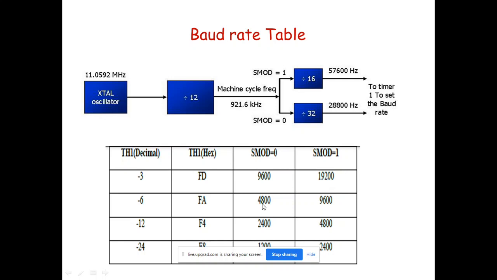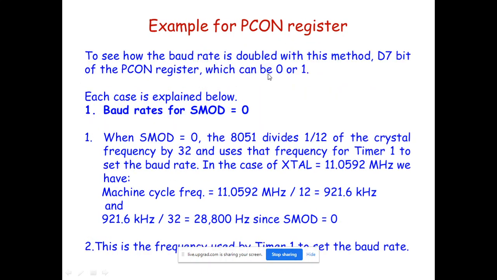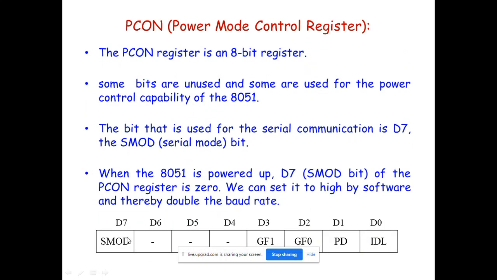Suppose I want 4800, I divide by 6 normally. But if I want double the frequency, I make SMOD equal to 1, and it becomes 9600. In this fashion you can double the baud rate by making a change in the SMOD bit, which is available in the MSB of the PCON register. This covers your serial communication.